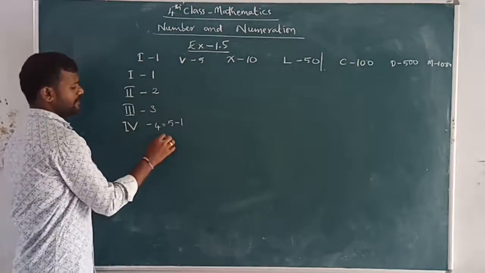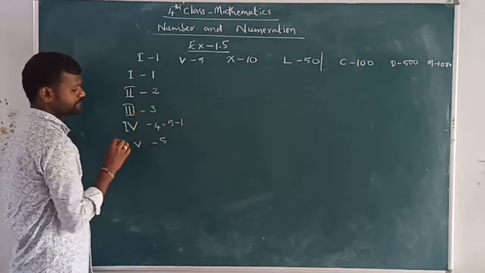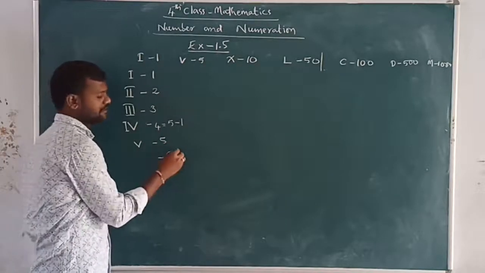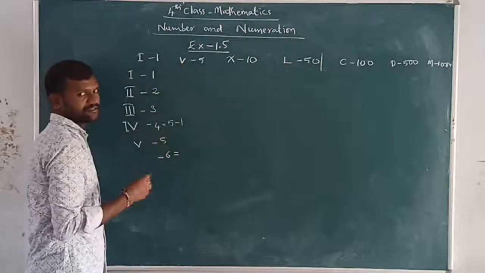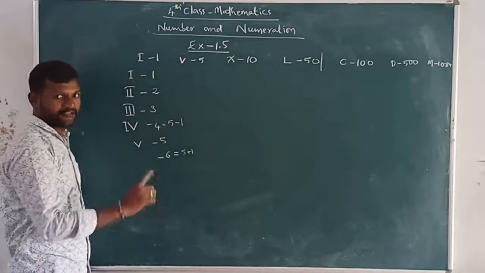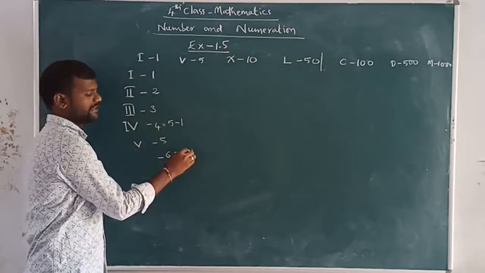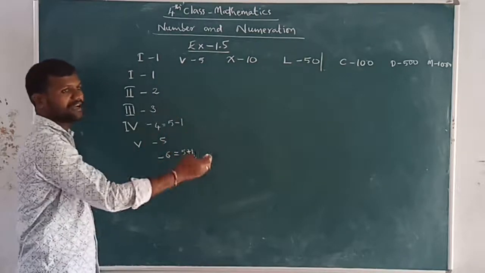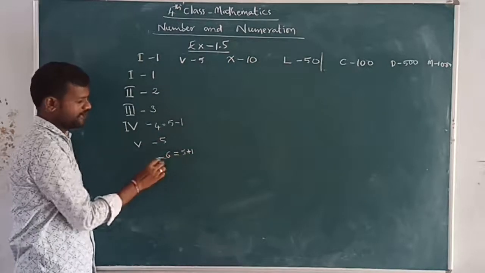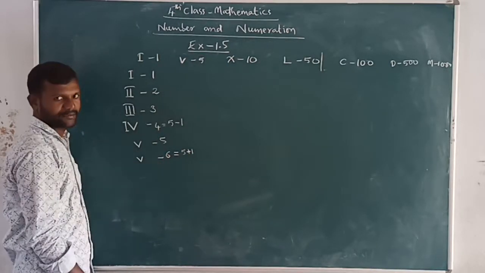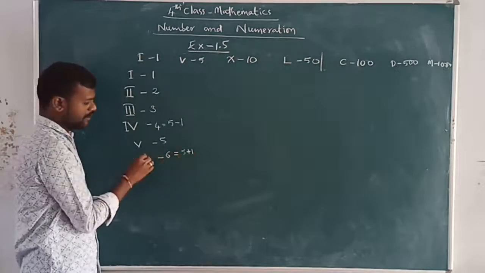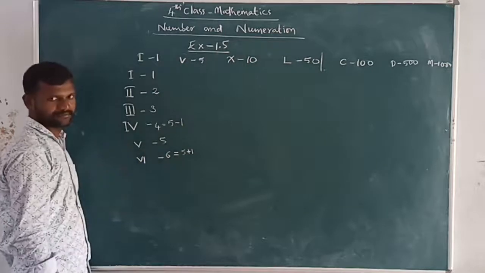And next 5. 5 means nothing but V. Next number, 6. How can we write 6? Direct symbol is not there for 6. So what do we have to write? 5 plus 1, 6. Plus means we have to write the smaller number after the bigger number. So first you have to write the bigger number. What is the bigger number here? 5. So 5 first you have to write. Plus means on this side you have to write the smaller number. What is the smaller number? 1. So this is 6.